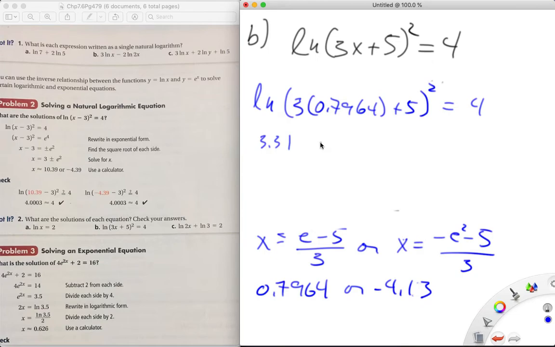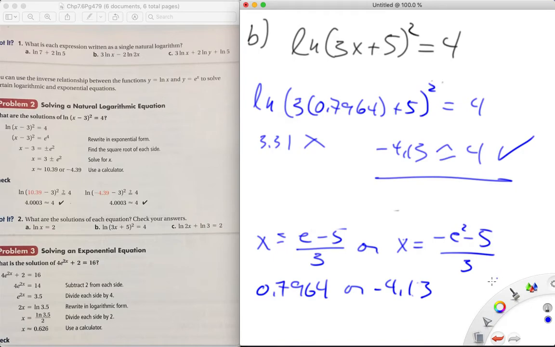And then negative 4.13 times 3, and then 4, negative 4.13, I get about 4. So it looks like it works for this one, not so much for that guy. So that looks like an extraneous solution.